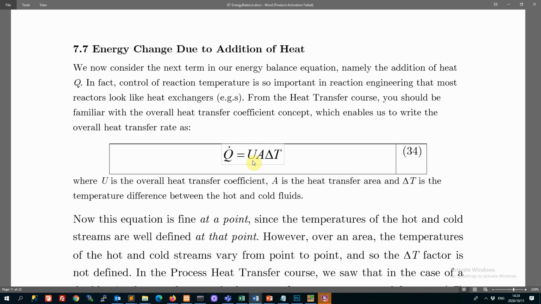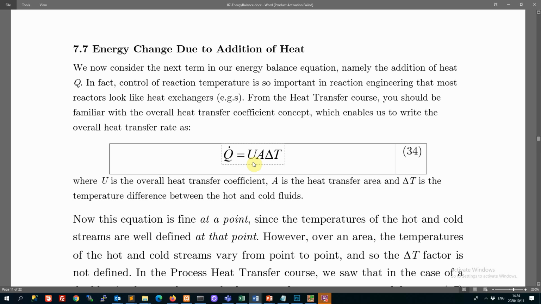You look at the internal temperature and across the wall, and the external temperature and the external heat transfer coefficient and the internal heat transfer coefficient. So all those nice things that you did in heat transfer, the exact same things apply here in terms of estimating the overall heat transfer coefficient.